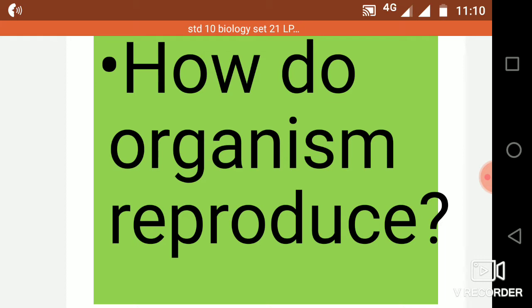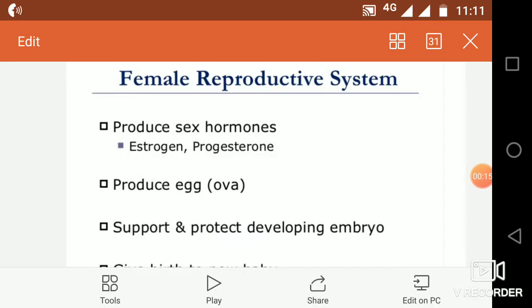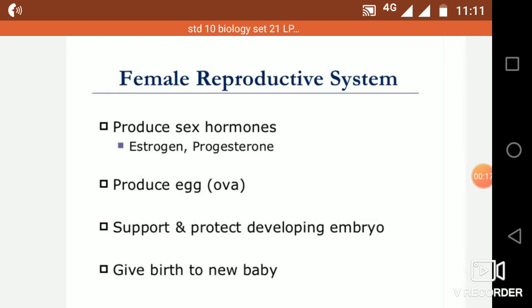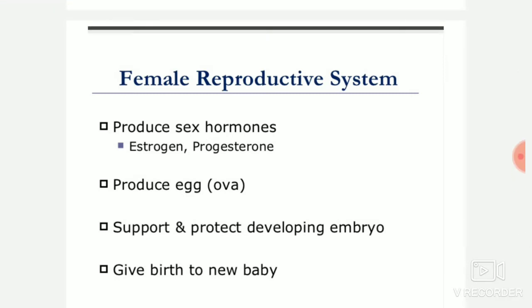In the previous topic we discussed the male reproductive organs, but today we will discuss the female reproductive organs. The female reproductive organs produce the sex hormones, estrogen and progesterone. These are produced by the ovary. The ovary produces the egg, known as the ova. After that, it supports and protects the developing embryo and gives birth to the new baby.